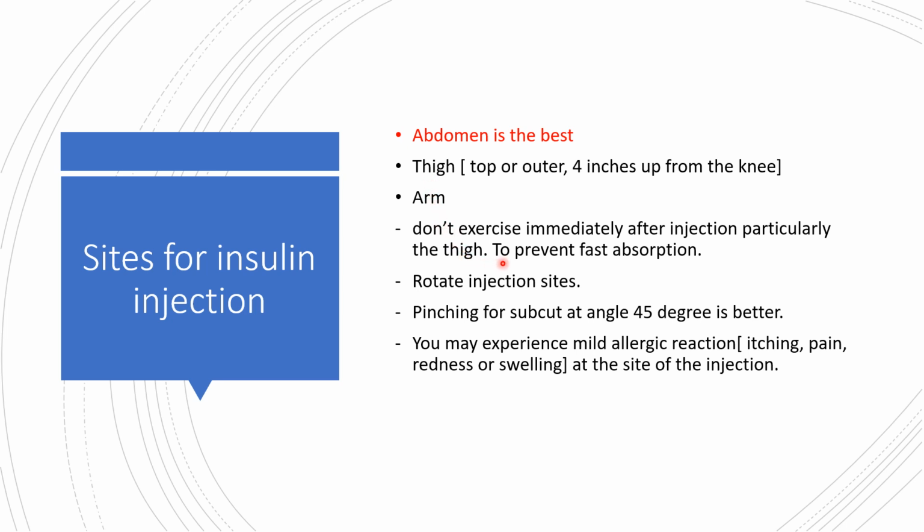Why that? We have to prevent fast absorption, and we must be rotating the injection site. So if you use the abdomen, if you use the right side today, go for the left side tomorrow. Pinching for subcutaneous at an angle of 45 degrees will be better. You may experience mild allergic reaction like itching, pain, redness, or swelling at the site of the injection.